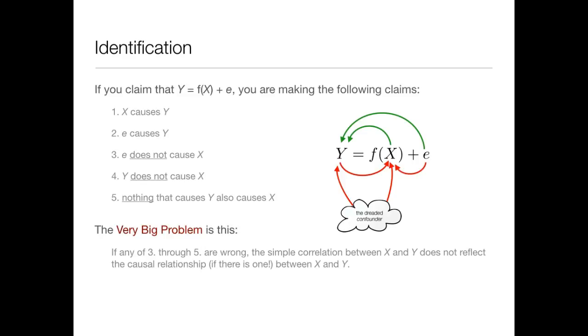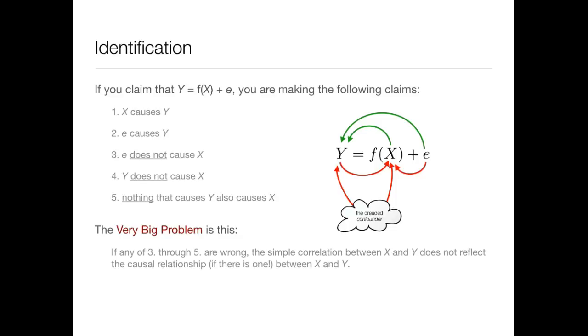Okay, so the real problem that comes out of all of these diagrams and arrows and everything else is that it's very difficult to assess most of these relationships. It's very difficult to tell whether you've got a confounding variable that's causing both x and y, or whether your omitted variable e is causing x. And if any of them are wrong, then that simple correlation that you're looking at between x and y really doesn't reflect a causal relationship between x and y. And that's a problem, because what you want to get at is the causal relationship between x and y.